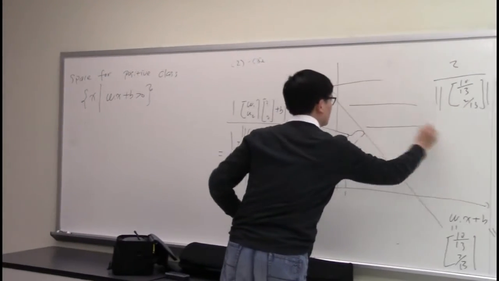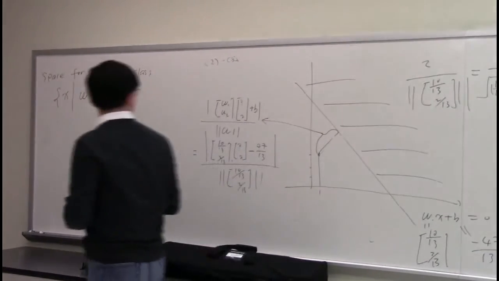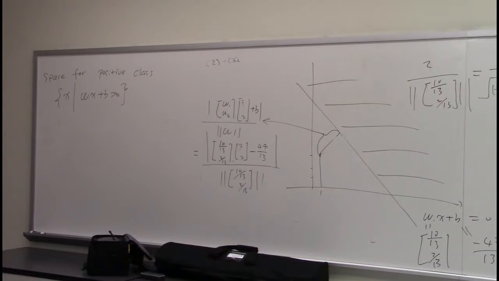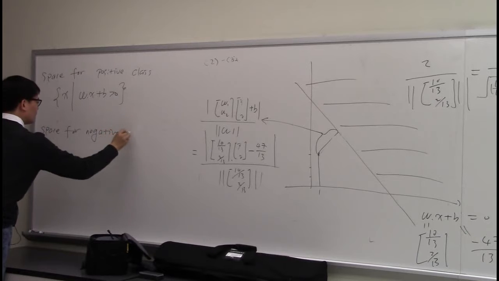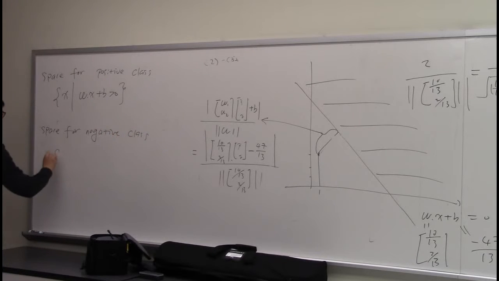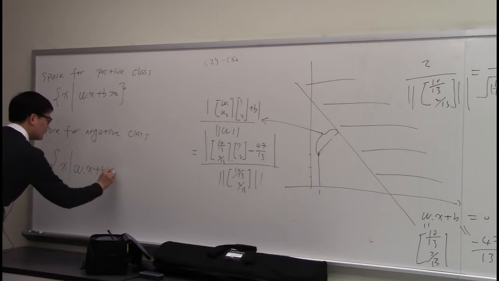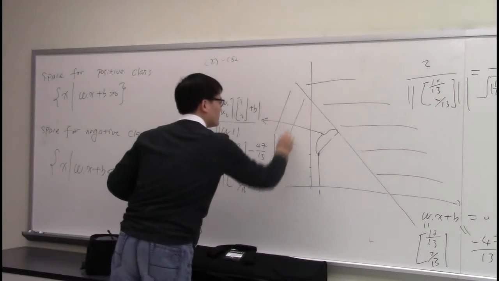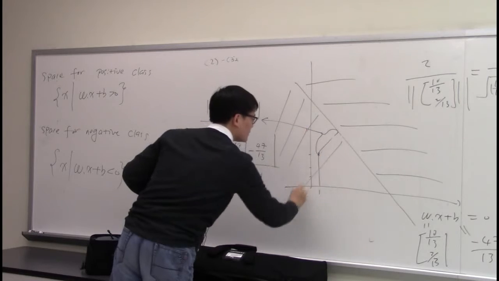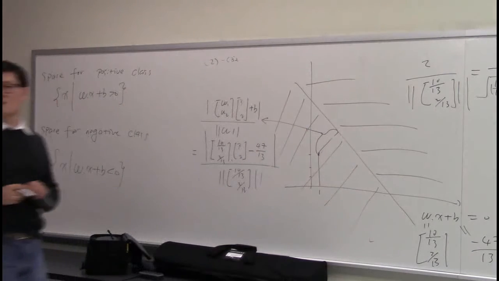This space. And then the space for the negative class, which is w dot x plus b less than 0, which is this class. Okay?